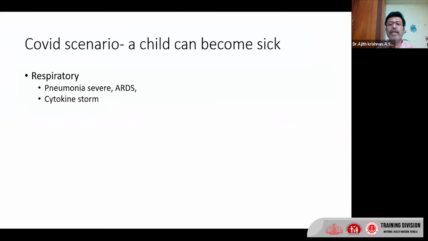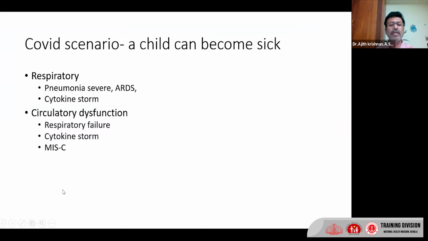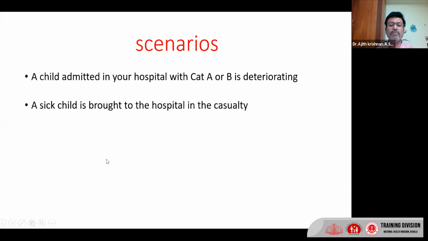In a COVID scenario, a child can become sick due to respiratory problems like pneumonia becoming severe, ARDS. Cytokine storm also can produce respiratory failure. And the circulatory dysfunction: because of respiratory failure, the child can go into circulatory dysfunction and shock. And cytokine storm due to acute COVID as well as MISC can lead on to circulatory dysfunction. Neurological, both acute COVID and MISC can produce a neurological dysfunction and non-specific symptoms. So you can get two scenarios. One scenario is a child admitted in your hospital with category A or B is deteriorating. Another scenario is a sick child is brought to the hospital in the casualty.